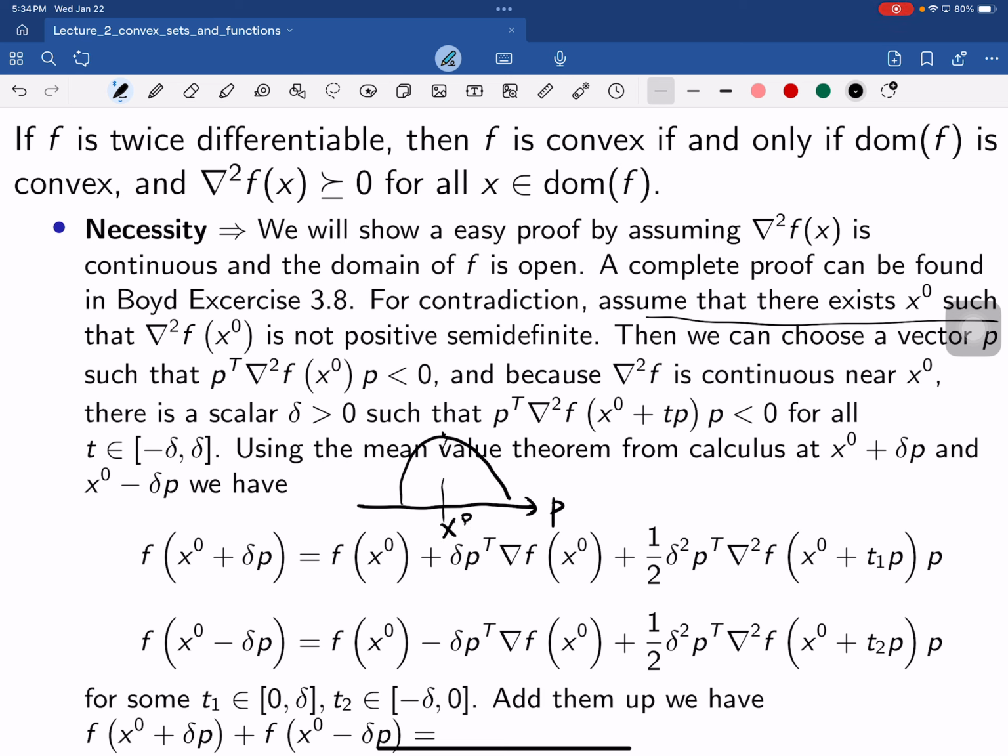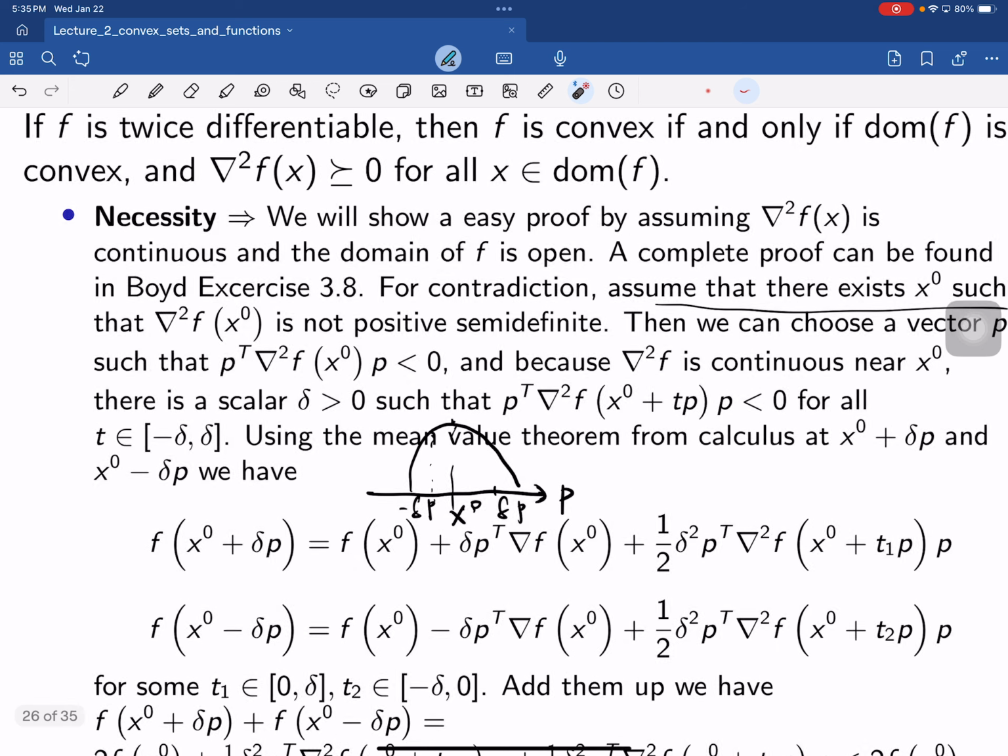Now I want to show rigorously that convexity is violated in this direction p, okay? Then I could perturb a little bit by delta, because I know the Hessian keeps being non-positive semi-definite when I perturb it slightly by minus delta p and delta p, right? Now I have 2 points. What I need to show by definition is that these 2 points are lower than the curve. That violates the definition of convexity. That's essentially what I'm doing here.